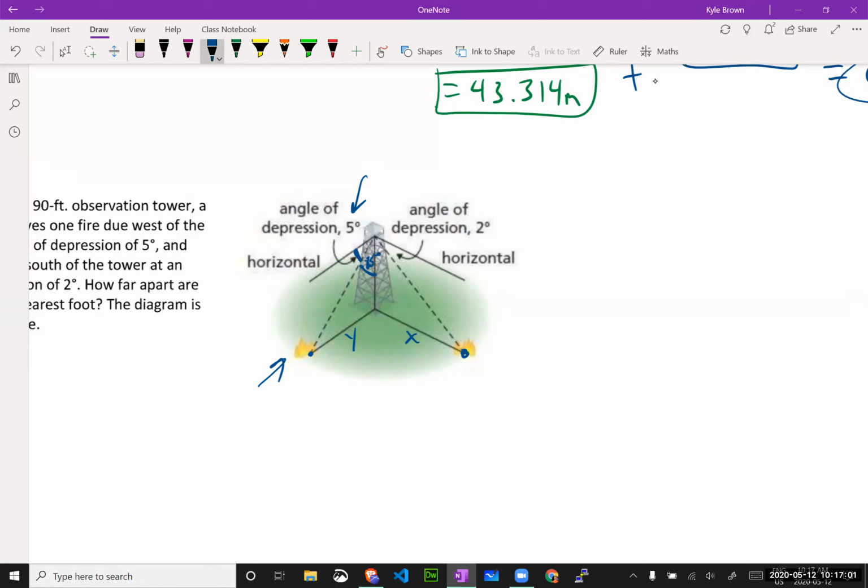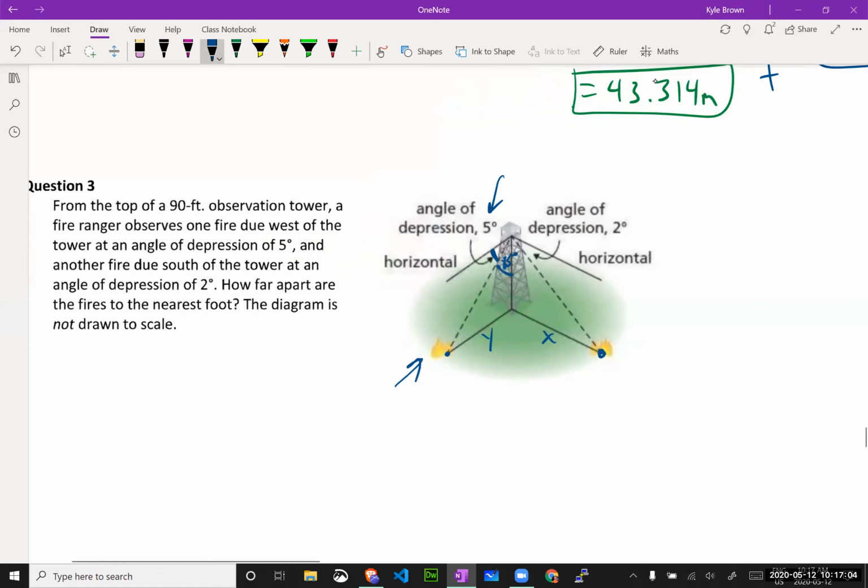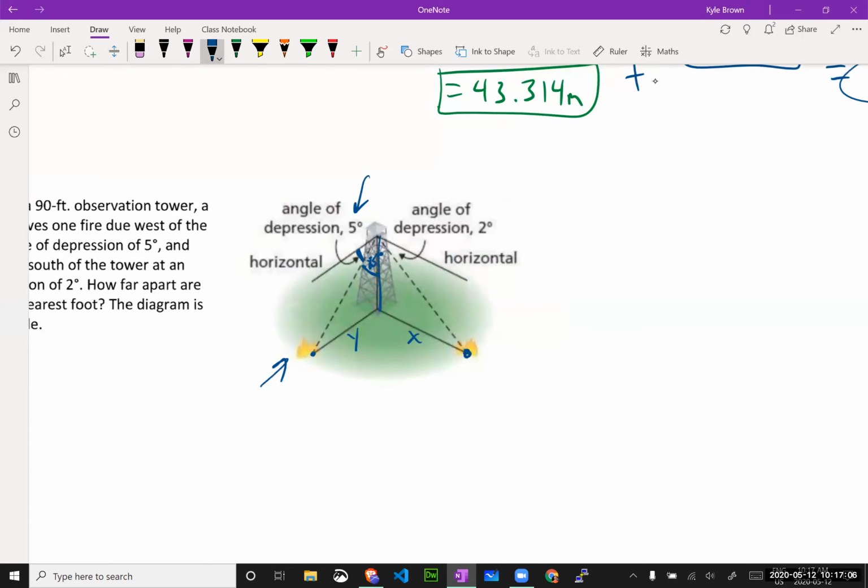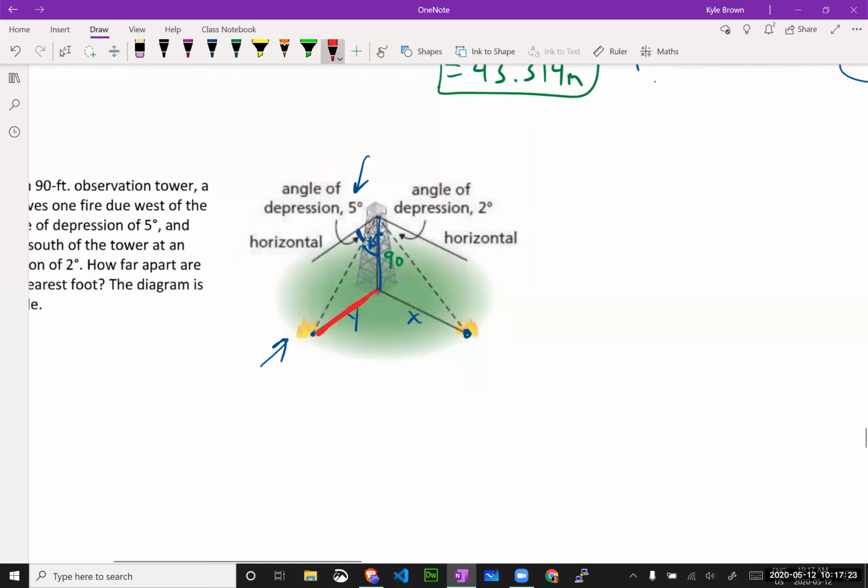And we also know the height of this tower. The height of the tower was 90 feet. So that'd be 90 feet. Okay, so we know two things. We can solve this one. So let's solve for that side there.